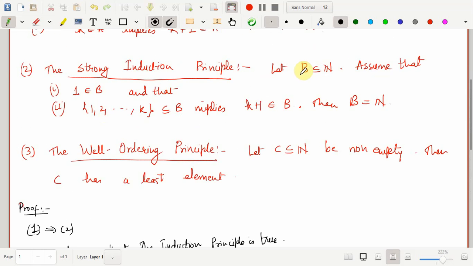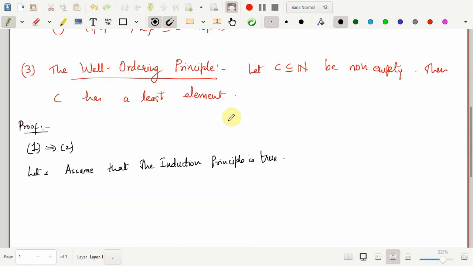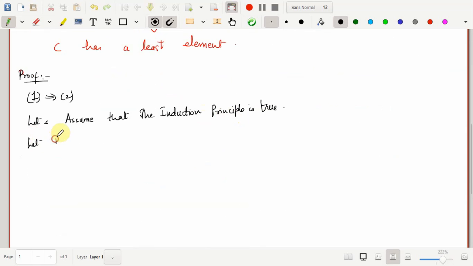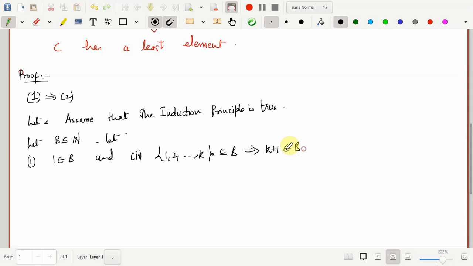For that we will begin with any subset of the natural numbers, and we will assume that it satisfies 1 belongs to B, and it also satisfies that if 1, 2, ..., k is a subset of B, then k plus 1 belongs to B. Then we need to show that B is equal to N. So let B be a subset of N, and let it satisfy the first condition, that is 1 belongs to B, and the second condition, that if the set 1, 2, ..., k is a subset of B, then k plus 1 is in B. What I need to show is that B is equal to N.